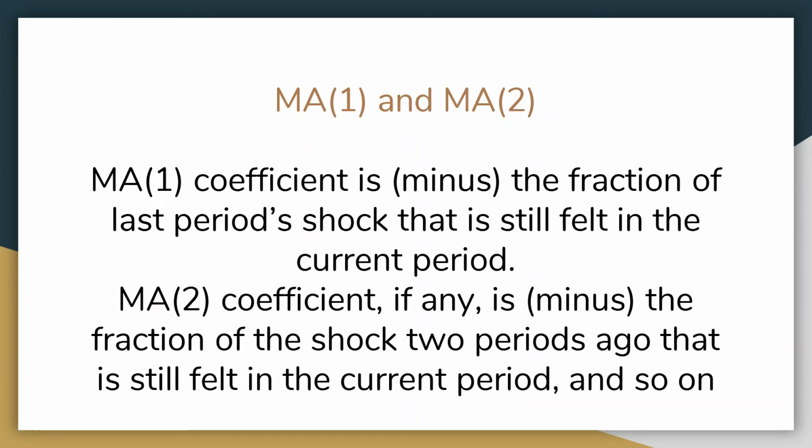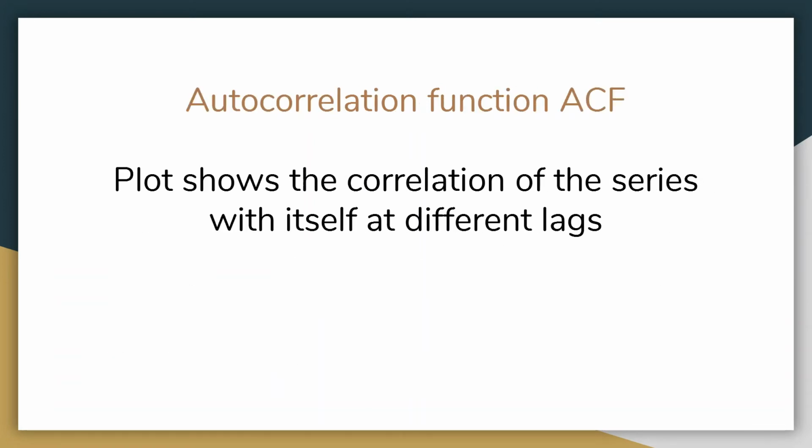Another way to interpret this is that MA1 takes into account the error term from a previous period, and then MA2 will take into account the error terms from the previous 2 periods. In order to see what MA process we have, or if we have an MA process, we'll look at the autocorrelation function. This plot shows the correlation of the series with itself at different lags.